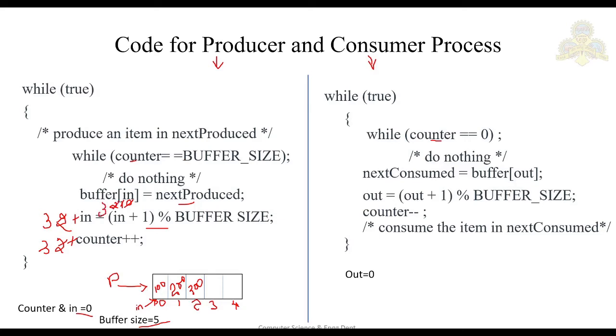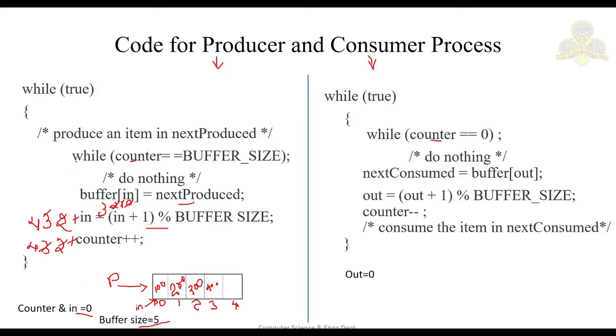So in the buffer of 3, you have to keep an item called, say suppose, 400. So in this location buffer of 3, you have to keep an item called 400. Okay, now again do this operation. The in value is 3, 3 plus 1 is 4, 4 mod 5 is 4. Now the updated value of in is 4. Counter value 3 plus 1 is again 4.